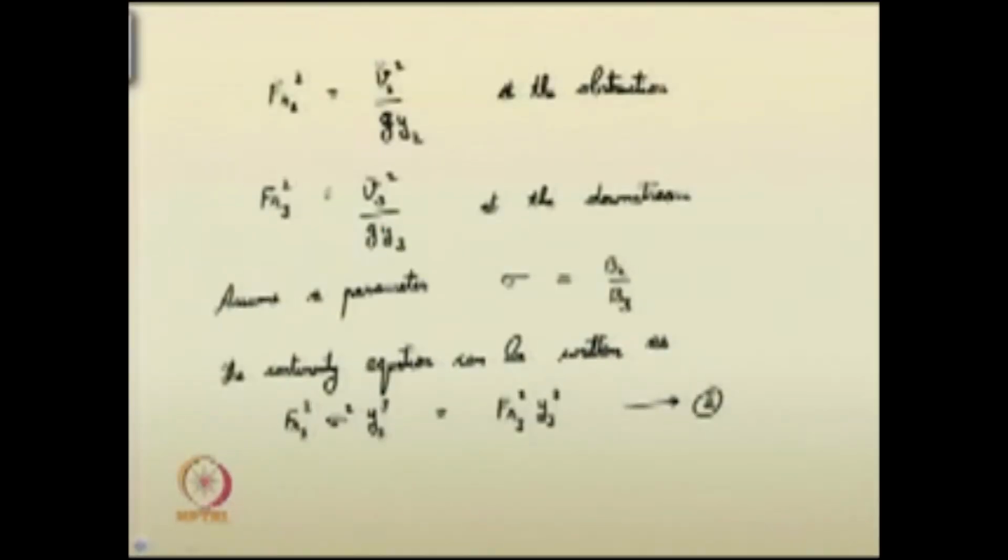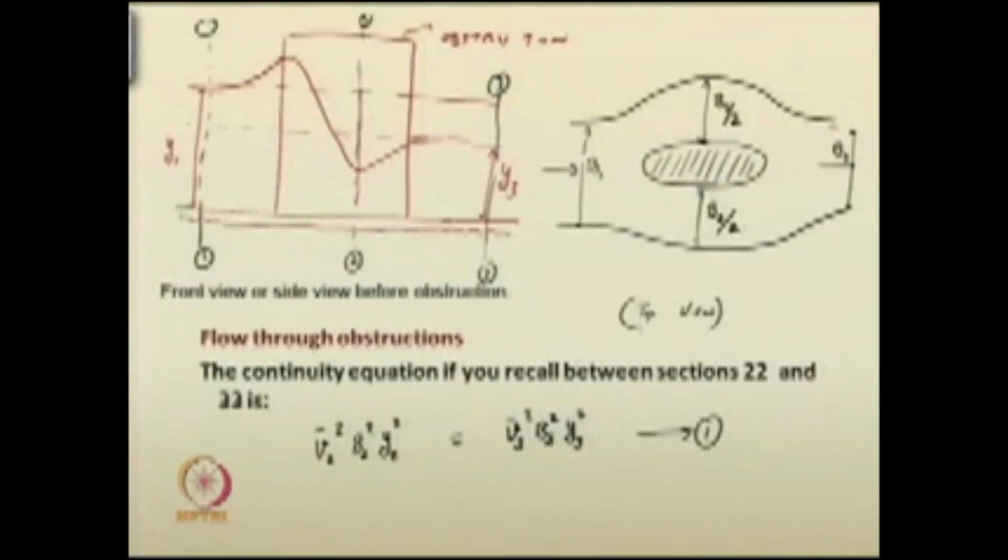Now, you can consider the energy equation between the two sections. Just recall the two sections: section 2 at the obstruction and section 3 downstream of the obstruction.